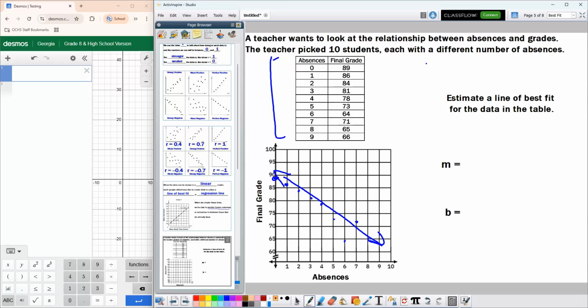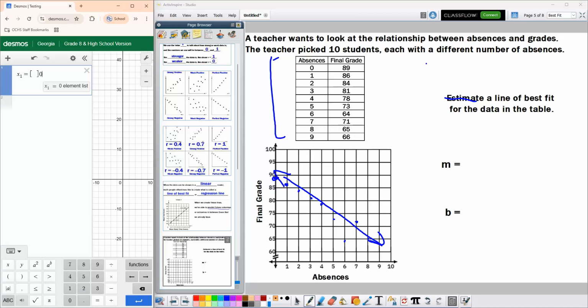I want to get an exact answer. Forget estimating. Let's get an exact answer here. So how do I get an exact answer? I come over here to Desmos. I'm going to type x1 equals brackets. So I'm going to type all my x values.